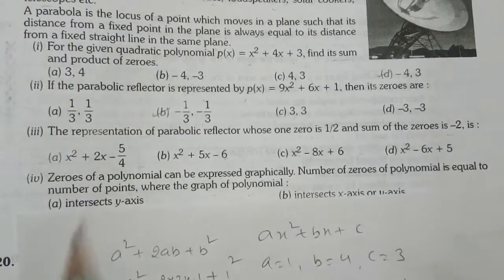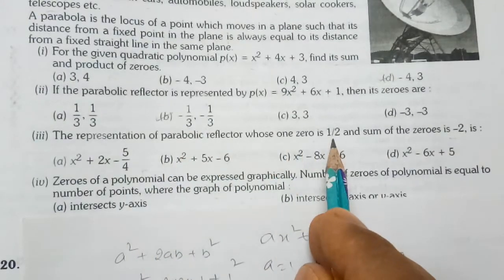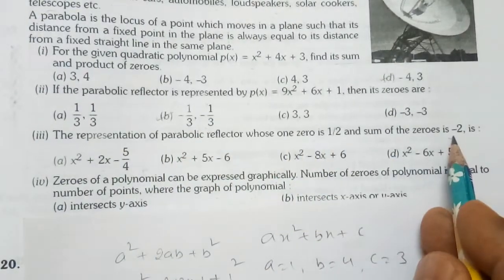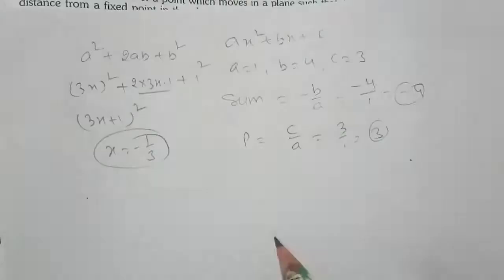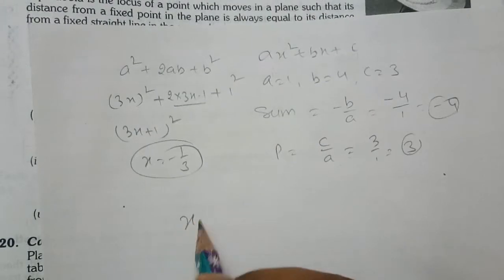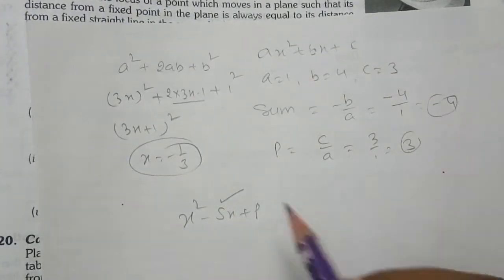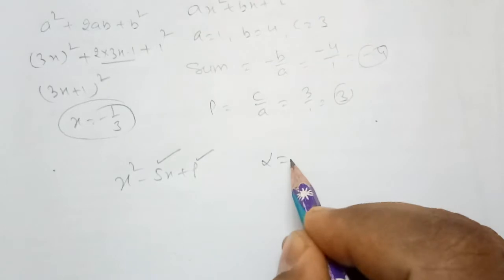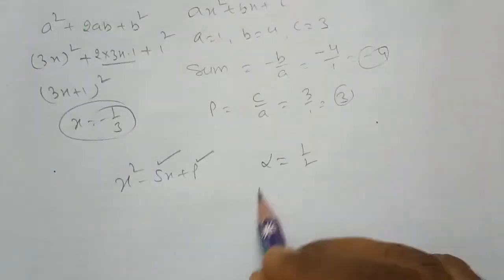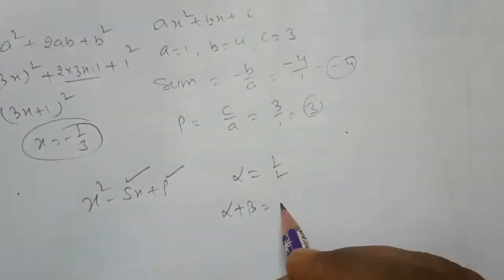Third part is the representation of a parabolic reflector whose one zero is 1 by 2 and sum of zeros is minus 2. Because here sum of zeros is given, a quadratic polynomial can be written in the form x square minus sx plus p, where s is the sum of zeros, p is the product of zeros. So if we are taking alpha and beta, alpha is 1 by 2 and sum of zeros means alpha plus beta equals minus 2.